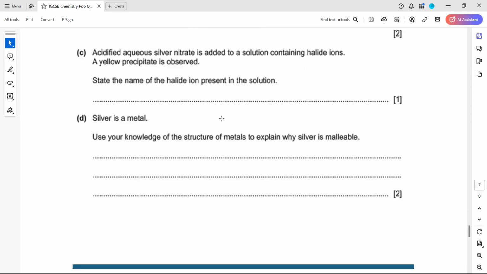Acidified aqueous silver nitrate is added to a solution containing halide ions. A yellow precipitate is observed. State the name of the halide ion present. If we get a yellow precipitate, that's iodide.